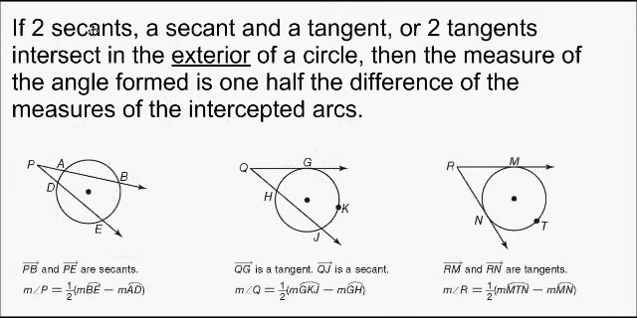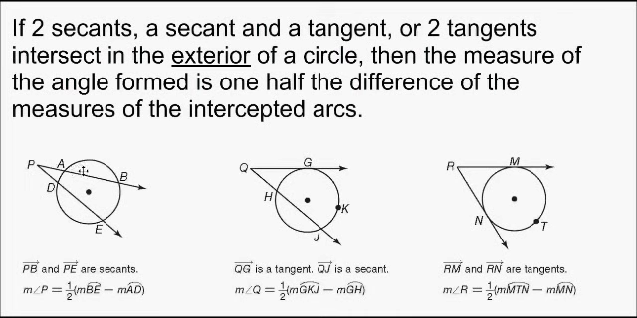If two secants, a secant and a tangent, or two tangents intersect in the exterior of a circle, so before we were talking interior, now we're talking exterior, then the measure of the angle formed is 1/2 the difference between the measures of the intercepted arcs. So you can see here we have two secants intersecting at point P outside the circle.